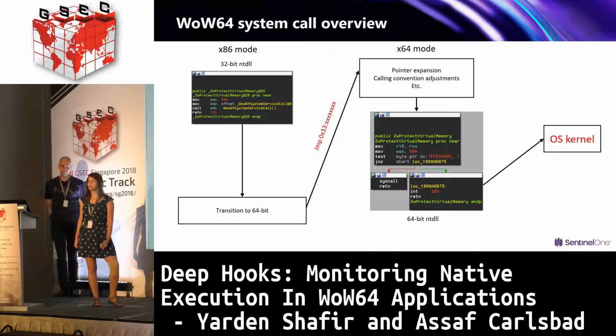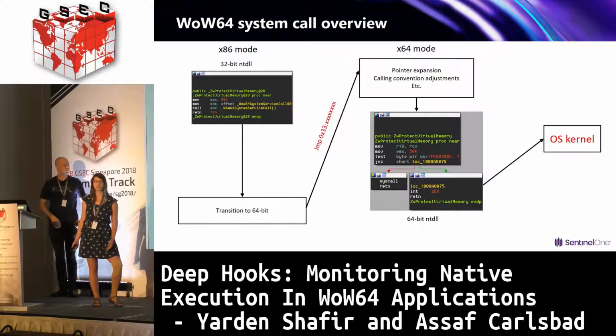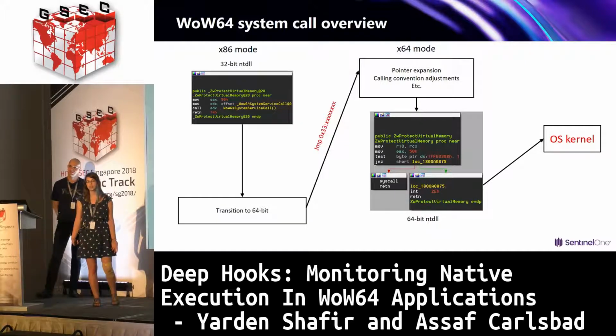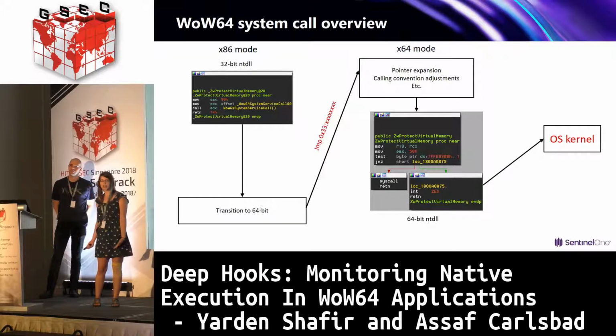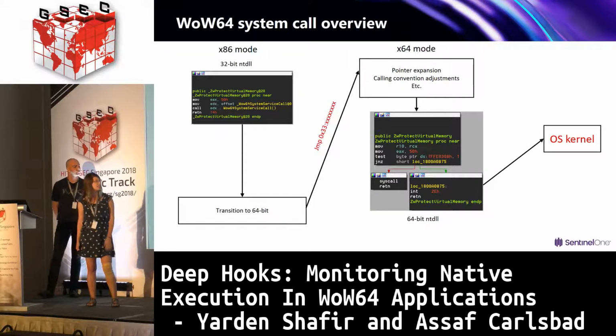This is a rather unique instruction. It's a far jump to code segment 33. This instruction forces the processor on the hardware level to switch from 32-bit execution mode to 64-bit execution mode. Once we're in 64-bit mode, the WoW64 layer has to make a few more adjustments to the request, such as pointer size expansion from 32 bits to 64 bits, calling convention adjustments, since the calling convention is different on 64-bit mode, and a couple more things. Once it's done and the request is ready, it forwards it to a function with the same name in the second 64-bit NT-DLL, which dispatches the system call through the dedicated CPU instruction.